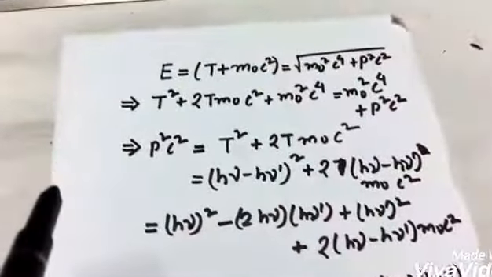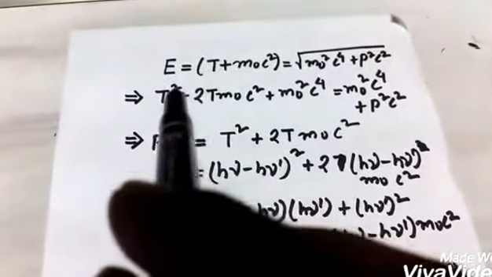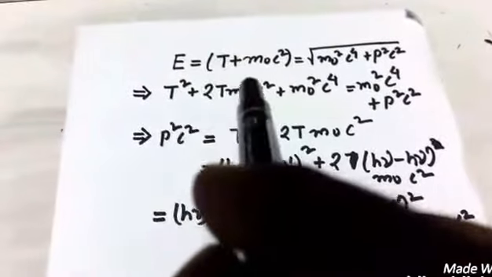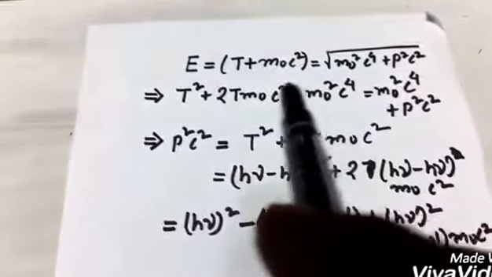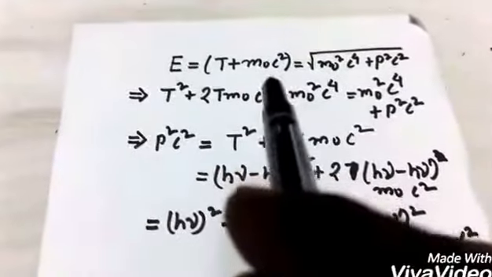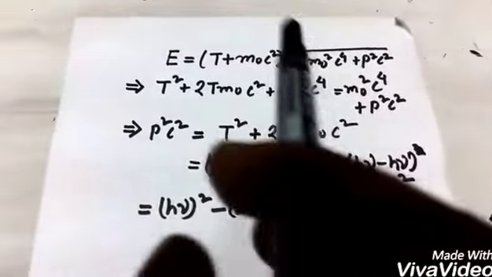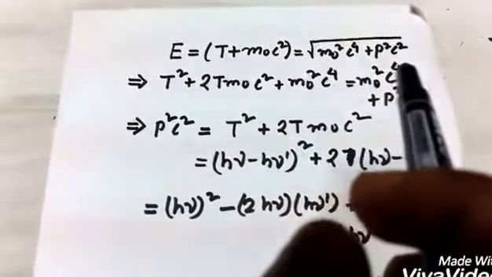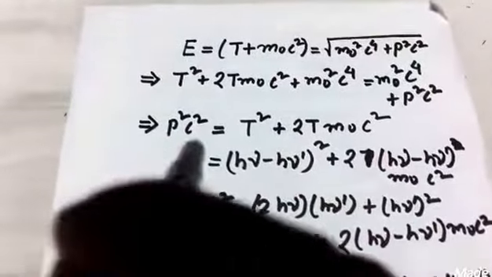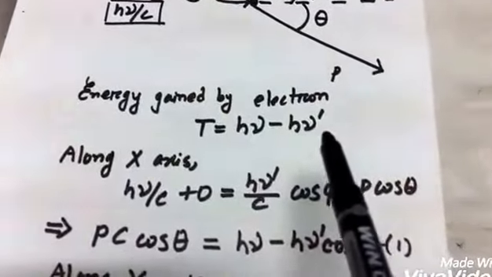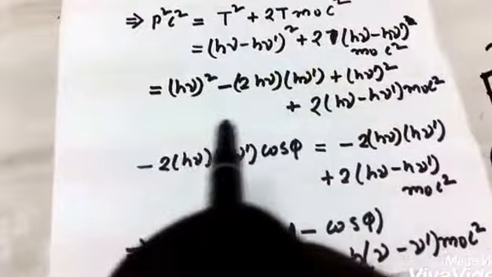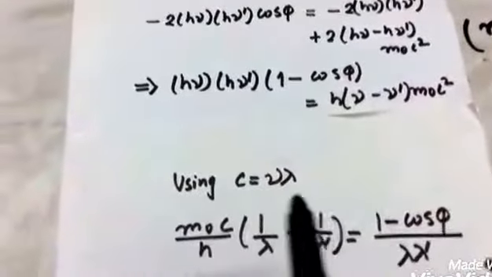Now it's time to analyze the energy of the electron, where we know the total energy is the combination of kinetic energy and rest energy, that is T plus m naught c square. From the special theory of relativity we get that the total energy E equals the square root of m naught square c to the power 4 plus p square c square. From that we get another formula for p square c square using T equals h nu minus h nu prime. From simple algebraic simplification we get this line. That's a pretty straightforward calculation.